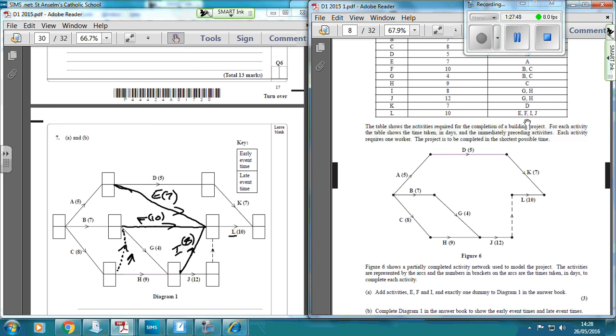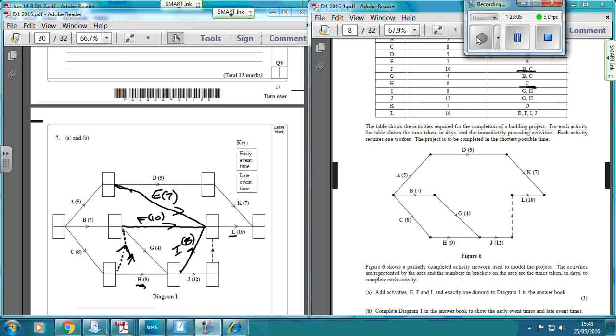F, B, and C. Yep, that's handy for F, and then C. So H down here only needs to be preceded by C, so B doesn't need to have finished. So that's why the arrow is going this way.